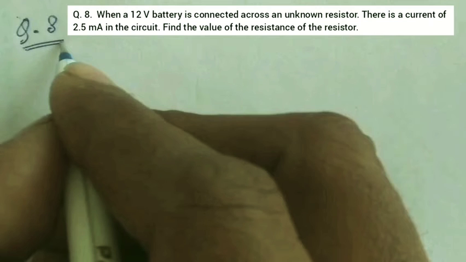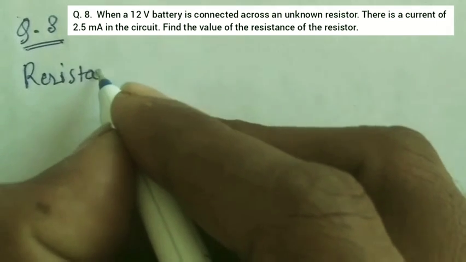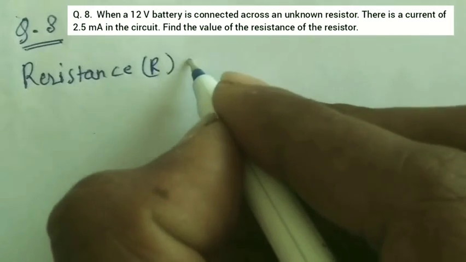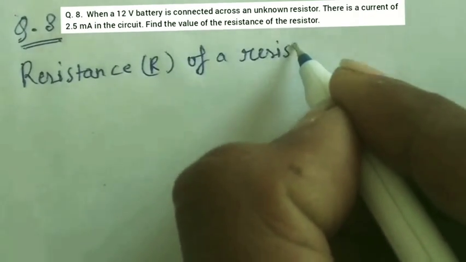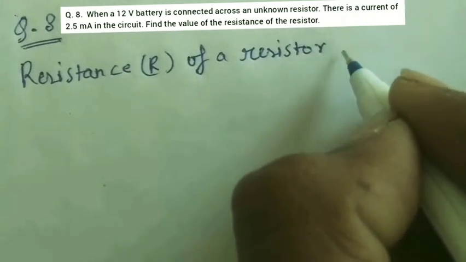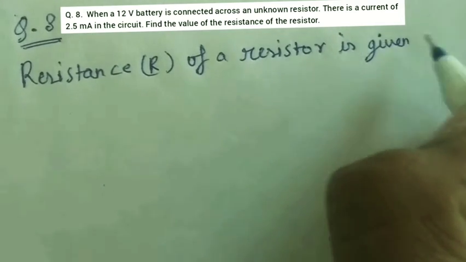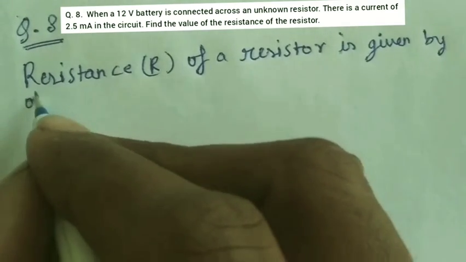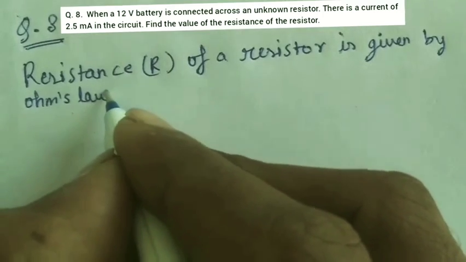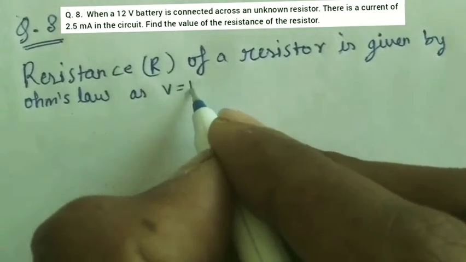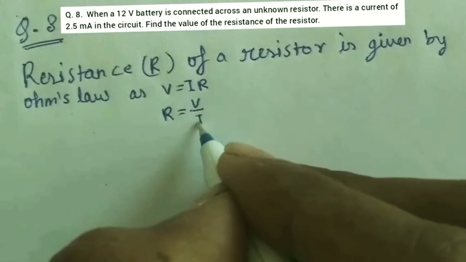Question number 8. When a 12-volt battery is connected across an unknown resistor, there is a current of 2.5 milliampere in the circuit. Find the value of the resistance of the resistor. Resistance R of a resistor is given by Ohm's law as V is equal to IR. R is equal to V by I.